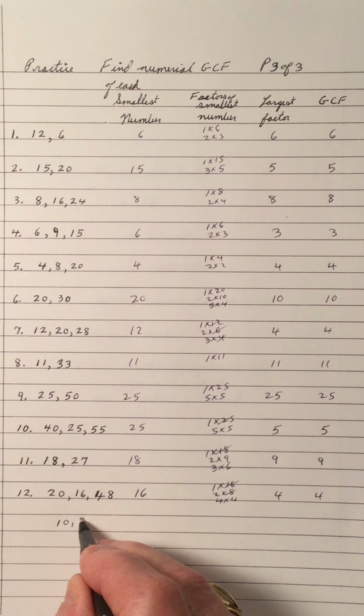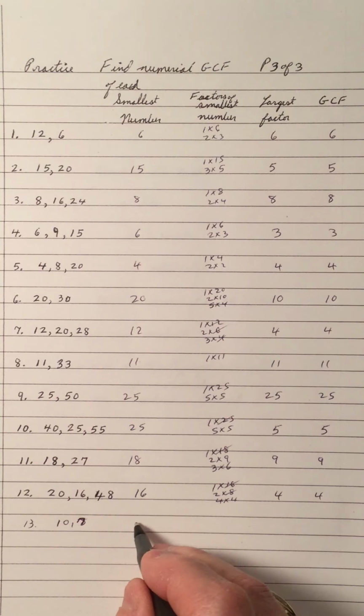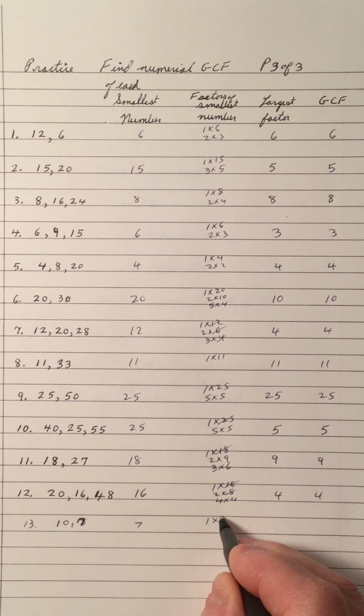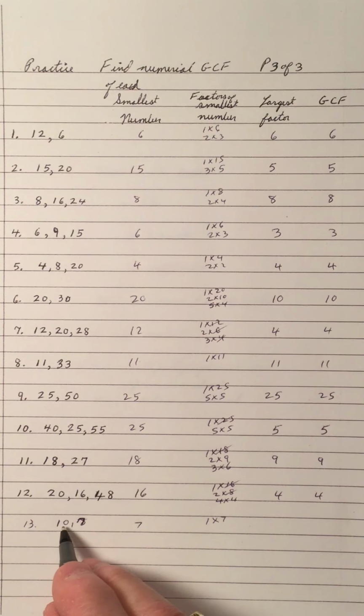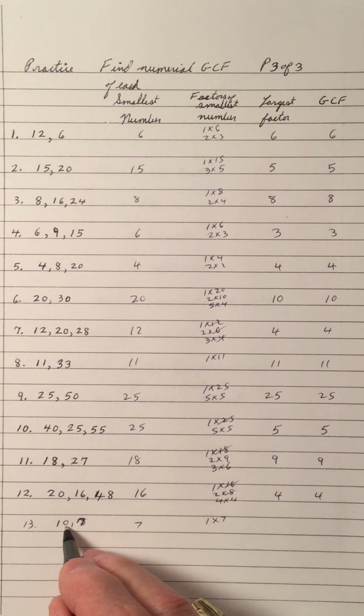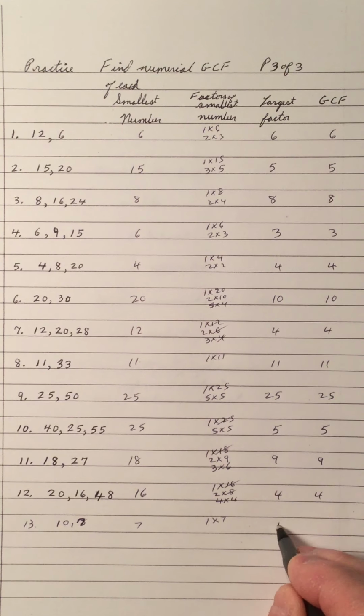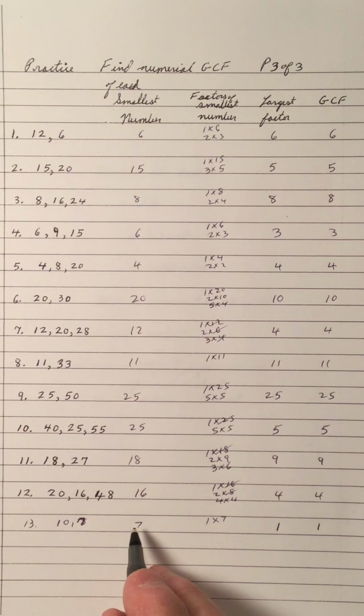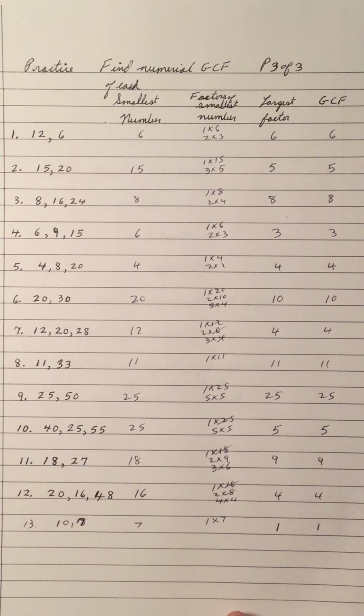And let's look at 10 and 7. Let's put this 13 down here. Smallest number is 7. So the factors of 7 are 1 times 7. Is 7 a factor of 10? No. So the largest common factor of 10 and 7 is 1. So the GCF is 1 because there's no common factor other than 1. So if there's no common factor, 1 is always a factor.